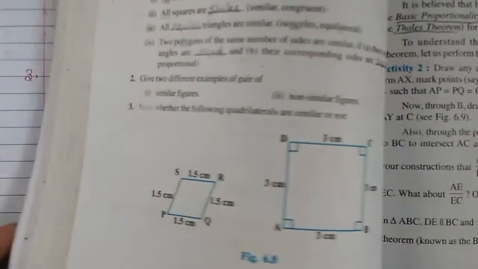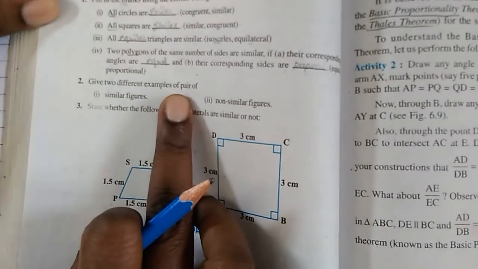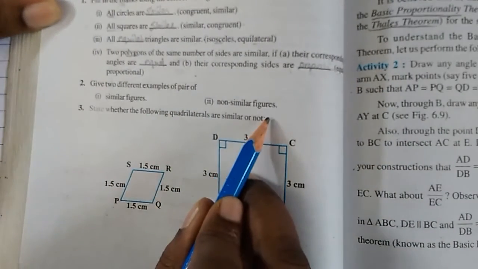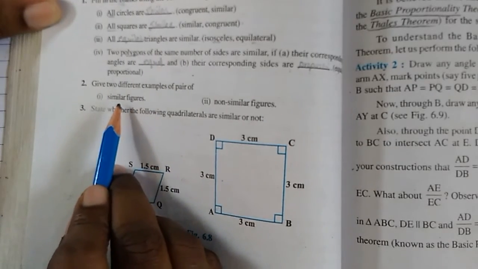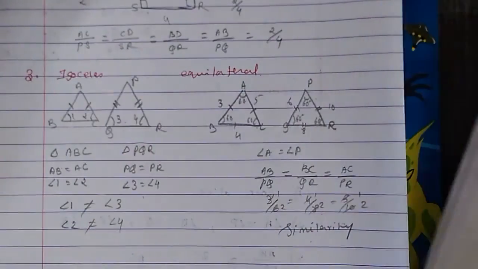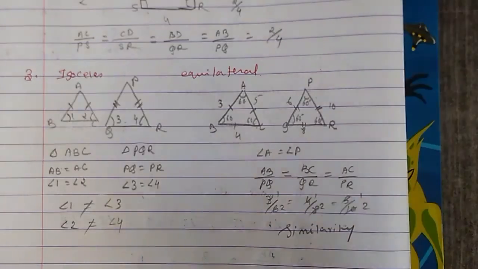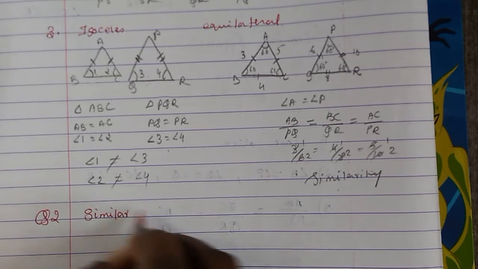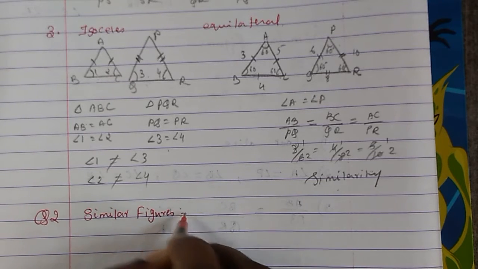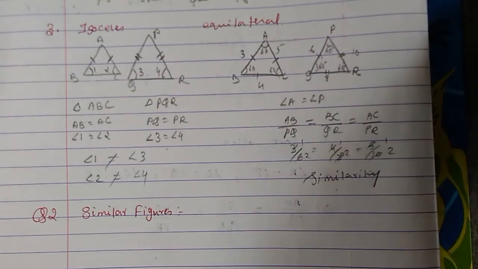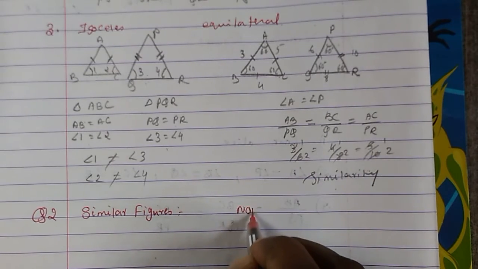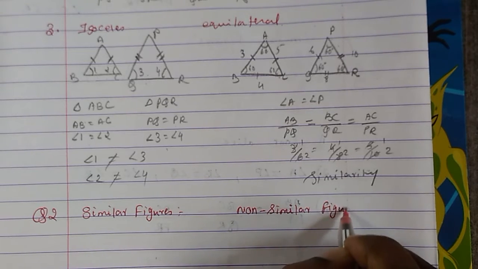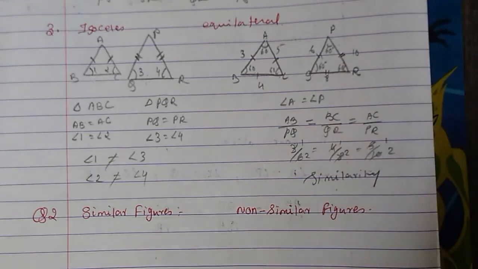Now the next question: give two different examples of a pair of similar figures and non-similar figures. So we have to give examples for similar figures. Already we have seen what similar figures mean, this is for question 2. So two examples for similar figures, and we have to give two examples for non-similar figures. So here only we have the answer.